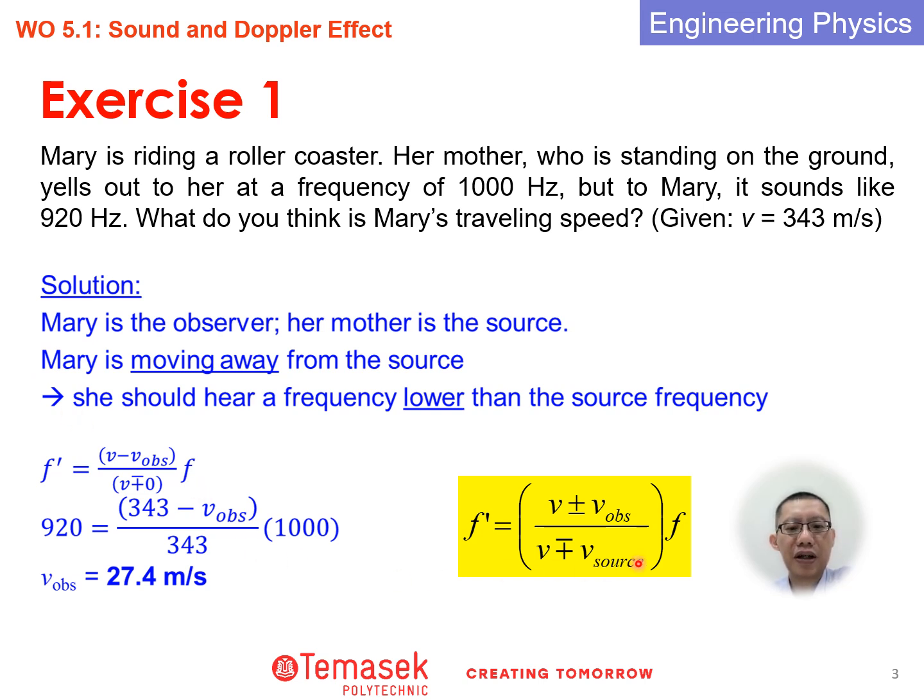Using the Doppler effect equation and substituting what we know, and upon solving, we determine that Mary's traveling speed is 27.4 meters per second.